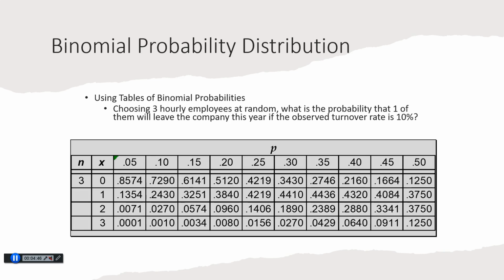There's another opportunity that you have. We have probability tables. So if we look at the binomial probability table, if we were to choose 3, so that means my n is 3, what's the probability that one of them will leave? So that means my x value is 1. And we have a turnover rate of 10%, so we look for the 10. And so where those intersect on our binomial probability distribution table is once again 0.243.